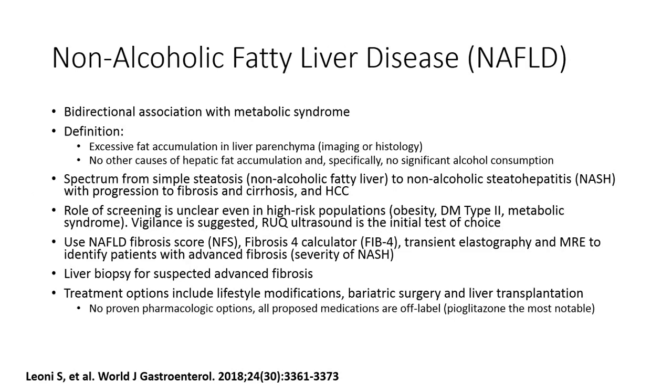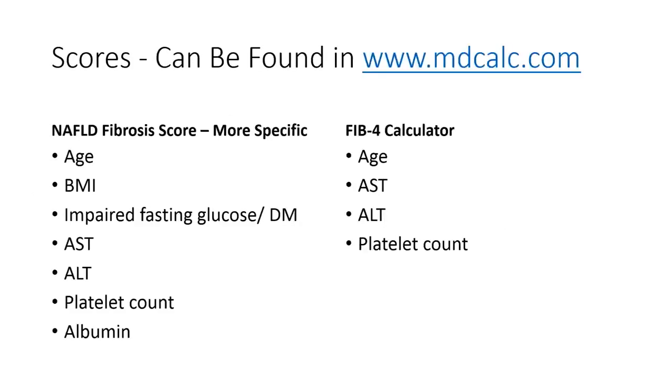Then liver biopsy can be done. There is nothing really to do other than losing weight, potentially bariatric surgery, and as I mentioned, in certain cases, liver transplantation. So these are the scores, I just mention them here: the non-alcoholic fatty liver disease fibrosis score and the FIB-4 score. Both can be found online, and MDCalc is just one of the calculators out there.